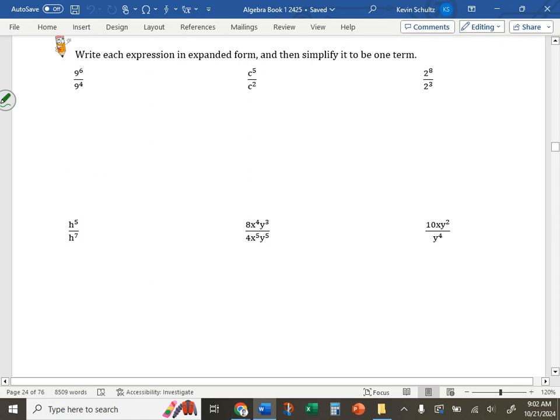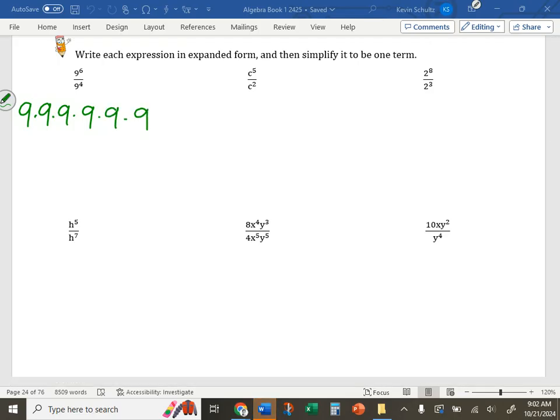Here we go! First one, 9 to the 6th over 9 to the 4th. In expanded form, your numerator looks like this: 9 times 9 times 9 times 9 times 9 times 9. There are 6 of them. The denominator looks like this: 9 times 9 times 9 times 9. Do your canceling out. Anything divided by itself equals 1. So gone, gone, gone, gone.